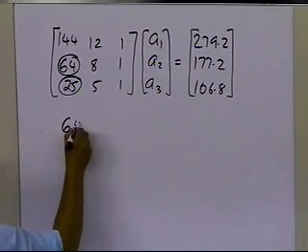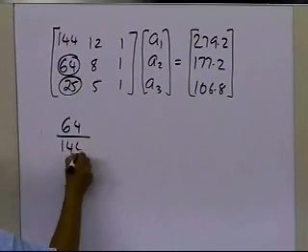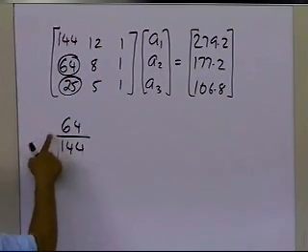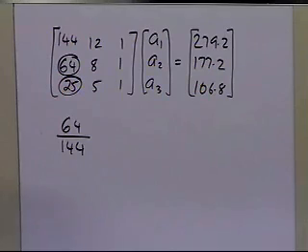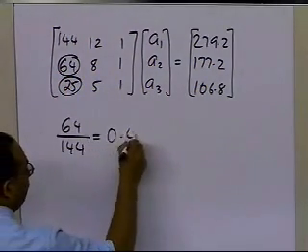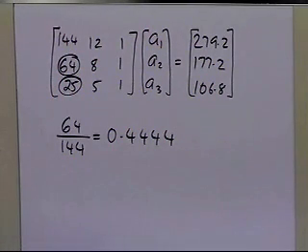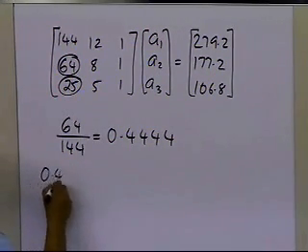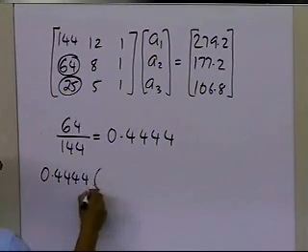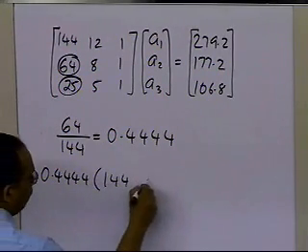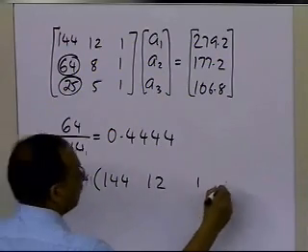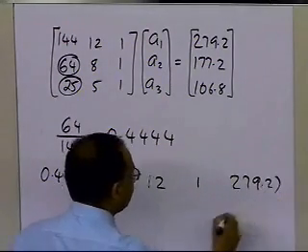That will make this 0. So the multiplier will be 64 divided by 144, which turns out to be 0.4444. I'm only using 4 significant digits in showing the calculations. If you take more significant digits, you are going to get a slightly different answer. Now I'm going to take this multiplier 0.4444 and multiply it to the first row, which is 144, 12, 1, and 279.2.